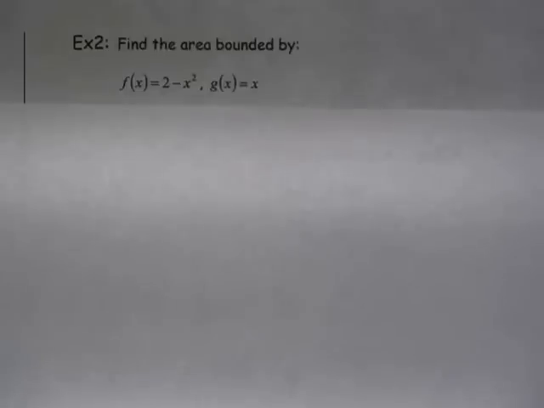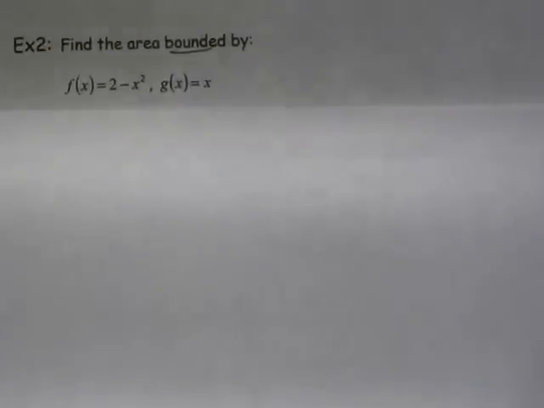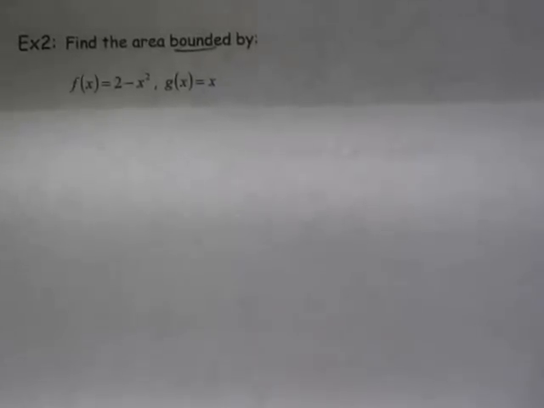All right, second example, we have another find the area. So find the area bounded by, here we have an f of x and a g of x. We have to keep in mind, what does it mean to be bounded? Well, it means to be surrounded by these two functions, right? Enclosed by these two functions. So these functions must intersect somewhere.